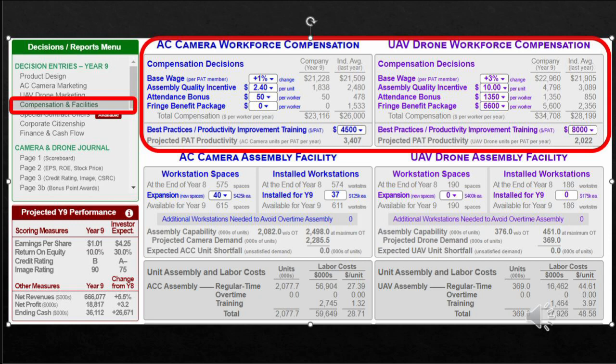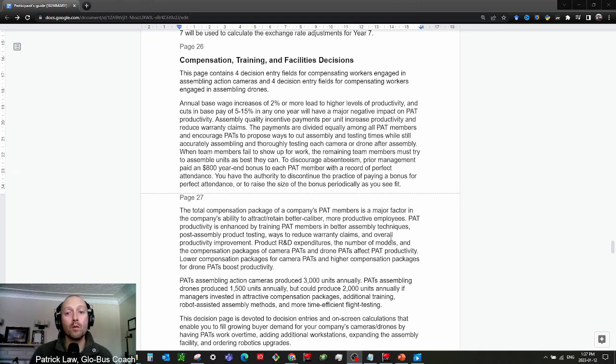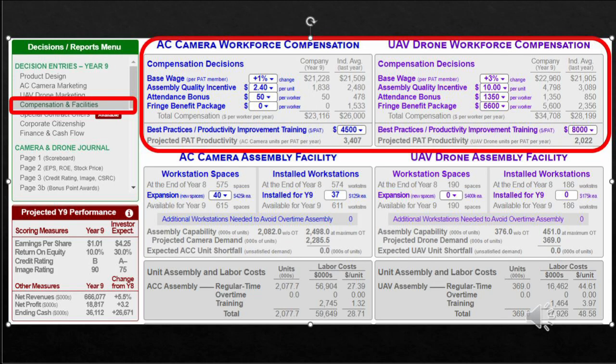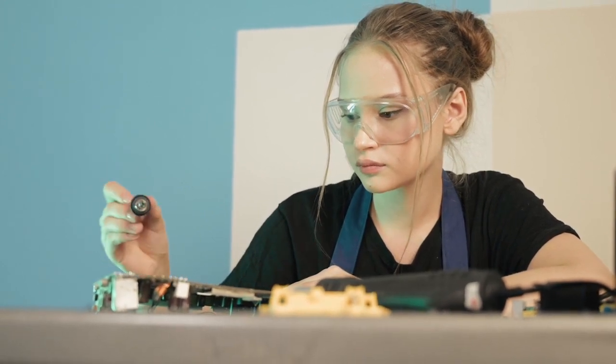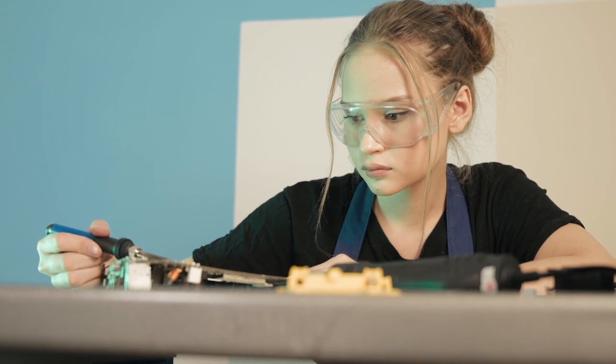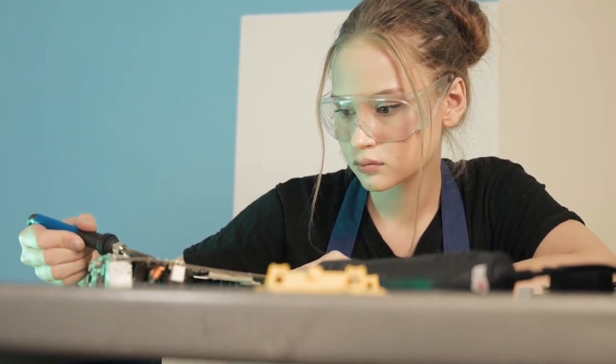Quality incentive payments increase productivity and reduce warranty claims. The payments are divided equally among all PAT members and encourage PATs to propose ways to cut assembly and testing times while still accurately assembling and thoroughly testing each camera or drone after assembly. When team members fail to show up for work, the remaining team members must try to assemble units as best they can. To discourage absenteeism, prior management paid an $800 year-end bonus for each PAT member with a record of perfect attendance. You have the authority to discontinue the practice of paying a bonus for perfect attendance or to raise the size of the bonus periodically as you see fit.